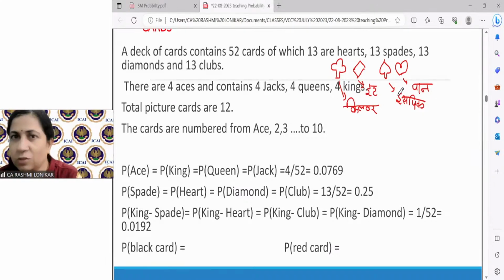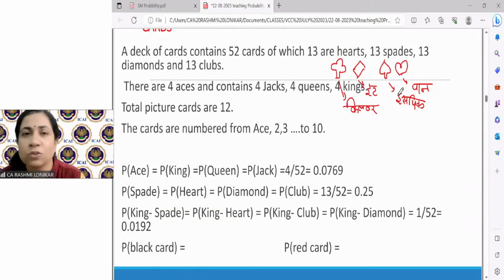And which are the red ones? Red ones are heart and the diamond ones, those are pan or eat ke patte. Okay, so you know that out of 52, 26 are black and 26 are red in color. So then there are 4 aces.